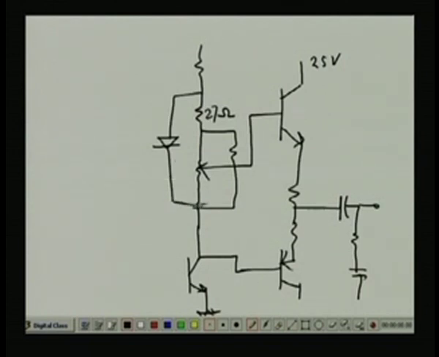See, this is used as a thermistor. There is some resistance we can bring here, also through a capacitor. So this 25 volt should come here. This is typically an amplifier.